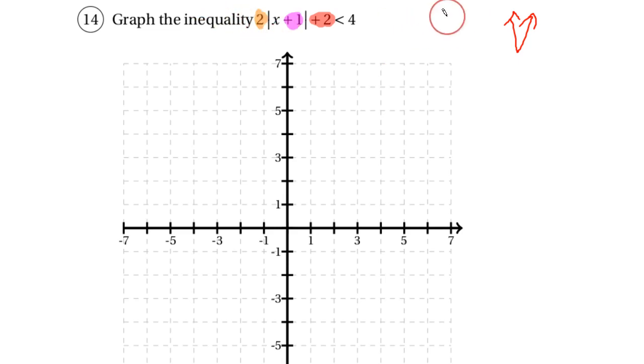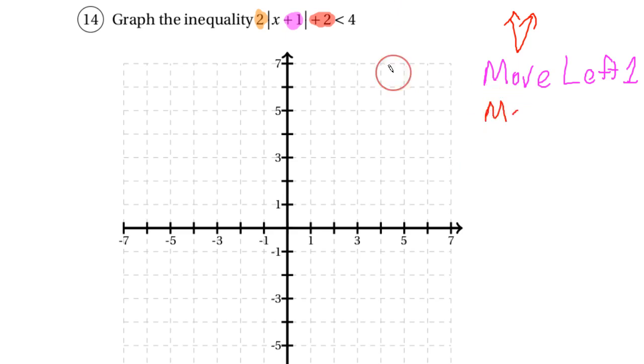Well, I know that the plus 1 is going to move left 1, and then the plus 2 on the outside is going to mean move up 2. So what that tells me is if I start right here at 0, 0, I need to move left 1 and up 2. So this green dot is going to be my starting dot.